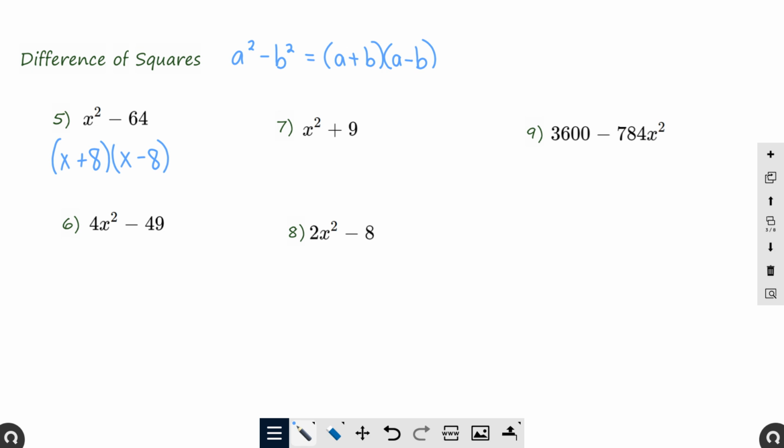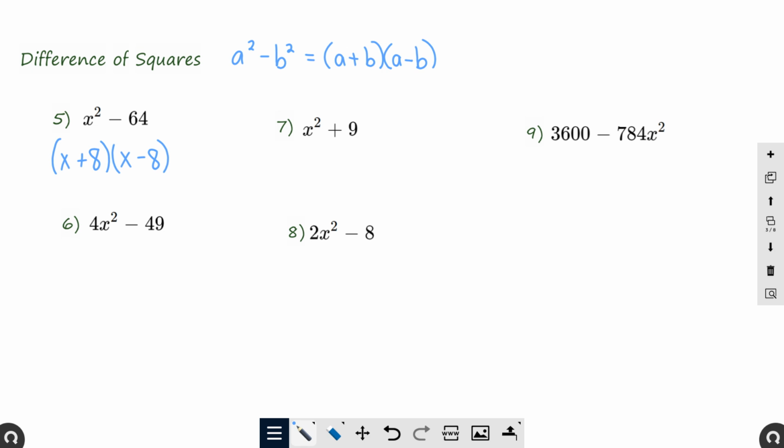And I know Xavier was talking about the shortcut when he did his homework. Remember how we just multiplied these a minute ago? And I said the shortcut was take the last 2 numbers and add them together. What's 8 plus negative 8? 0, right? It cancels out. So that's why there's no middle term. And then what's 8 times negative 8? Negative 64.